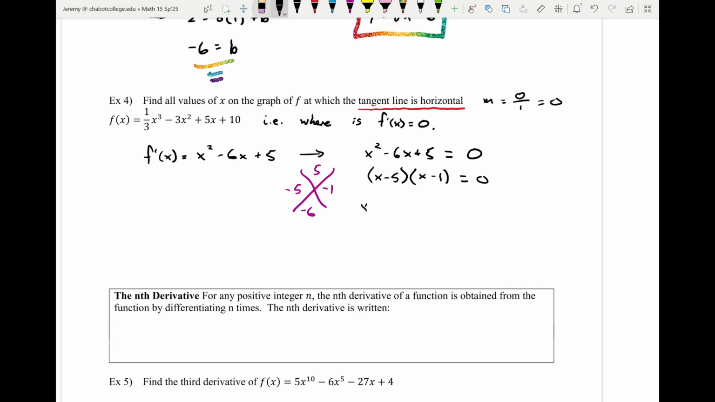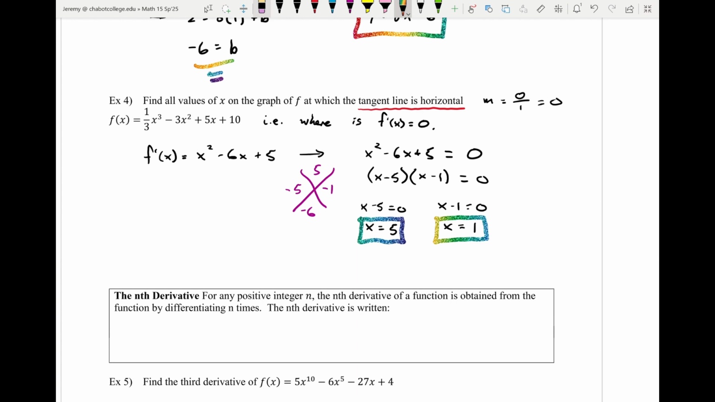So now setting each of those equal to 0, x minus 5 equals 0, x minus 1 equals 0. So it looks like our solutions are x equals 5 and x equals 1. So these are the two points at which, supposedly, we have horizontal tangent lines on this graph. So I encourage you to type this into your graphing calculator and see what type of graph you get.